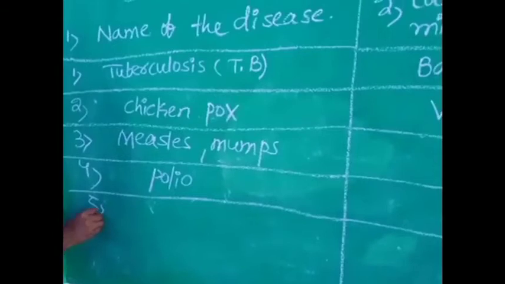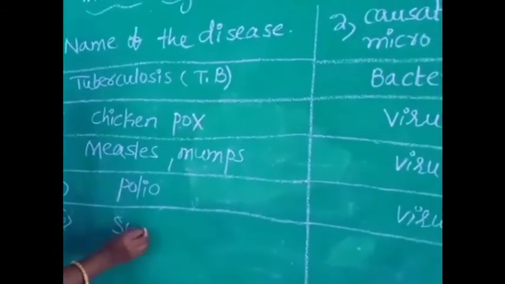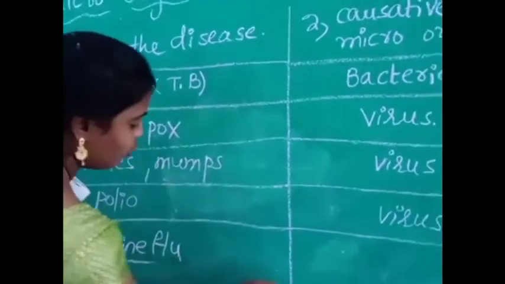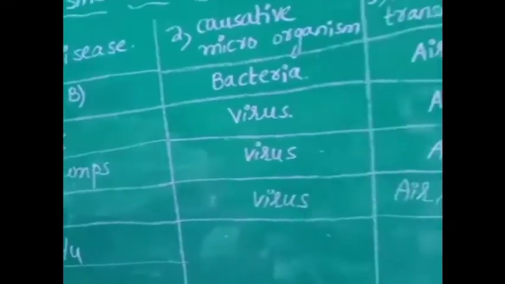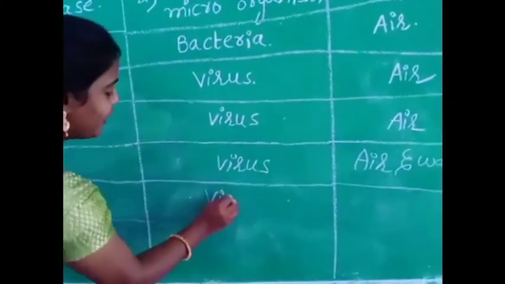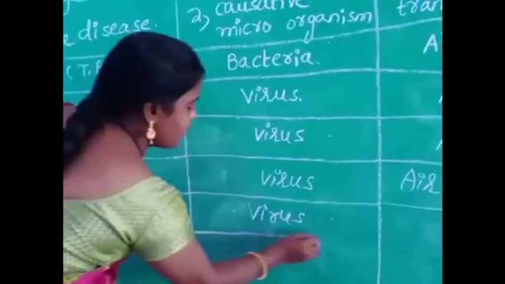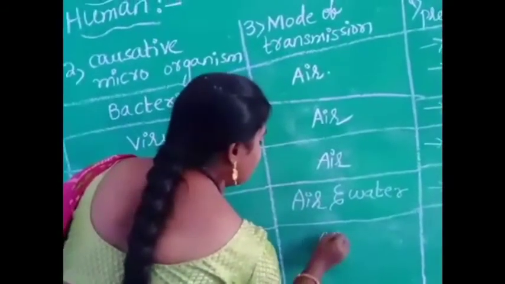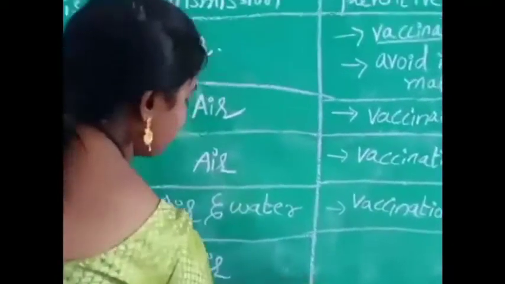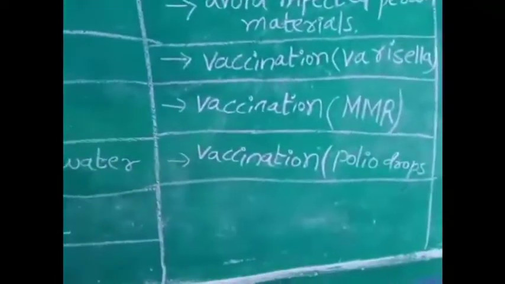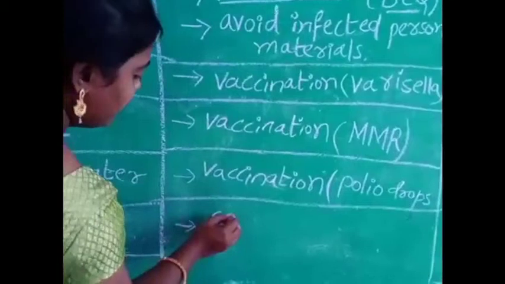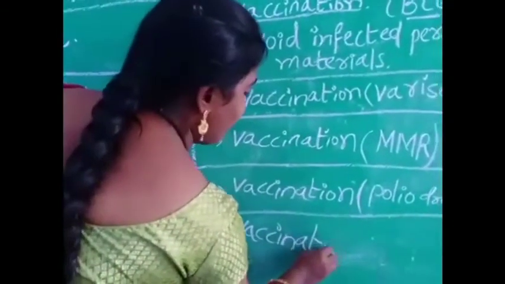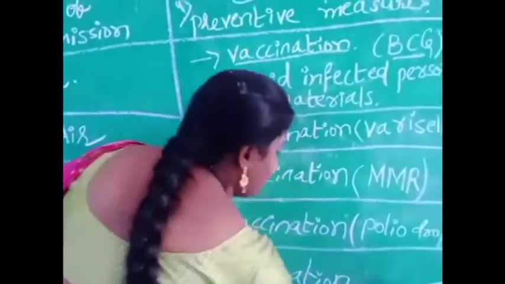Next, the fifth one, swine flu. What is the fifth disease? Swine flu, very important. Swine flu is also a disease caused by a virus, and it is also transmitted through air. It is also controlled by taking vaccination. You can control swine flu by taking vaccination.